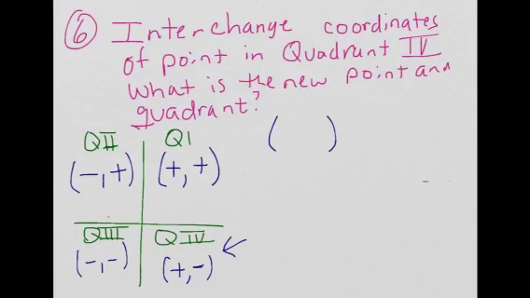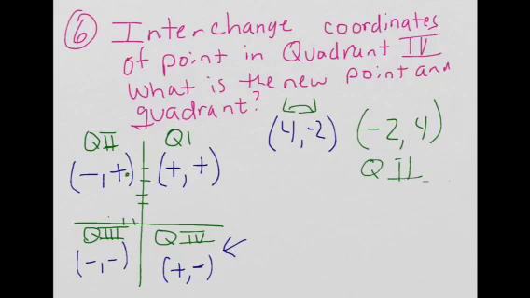So if we're going to take a point in quadrant 4, let's say we take point 4, negative 2. And what we're going to do is switch them around. So now it's going to be negative 2, 4. And we have to decide what quadrant that would be in. So negative 2 is going to be 2 to the left, and then up 4, which is going to put it into quadrant 2.